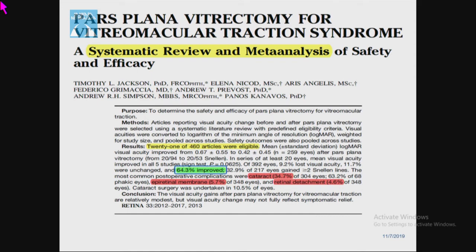In a systematic review and meta-analysis of pars plana vitrectomy for vitreomacular traction, involving around 21 studies, nearly 64.3% of the patients had improved visual acuity post pars plana vitrectomy. Although the safety profile was questionable, cataract was found in 35% of the patients, and epiretinal membrane and retinal detachment were other side effects.